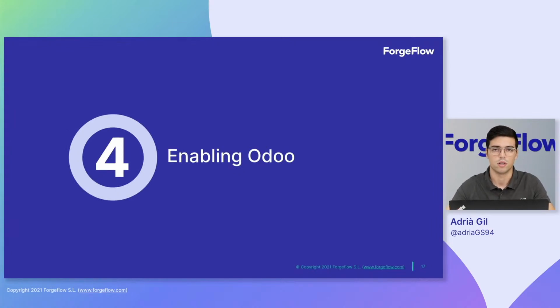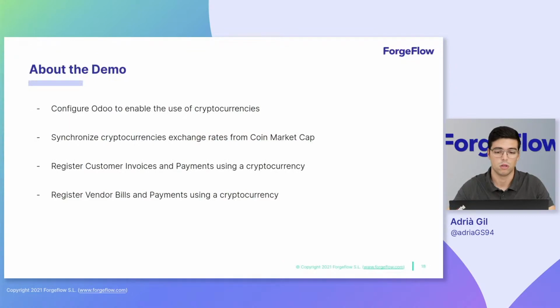Okay, so now that we have a clear overview of the cryptocurrency world and all the basic knowledge, let's jump into Odoo and see how we can manage these cryptocurrencies in Odoo in order to record transactions. About the demo, I'm going to first show you how you can configure Odoo to be able to use cryptocurrencies, and how we can synchronize with an API, in this case CoinMarketCap, to get the latest cryptocurrency exchange rates. And then we're going to register some customer invoices and payments, and some vendor bills and payments, to see how this looks in Odoo.